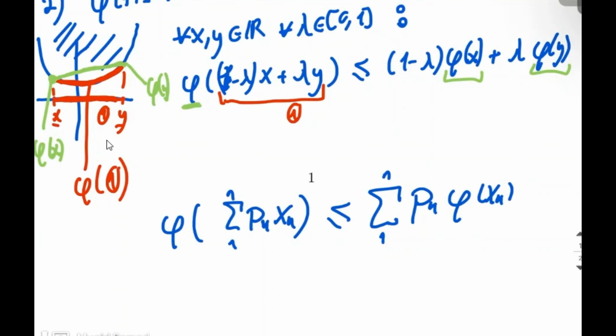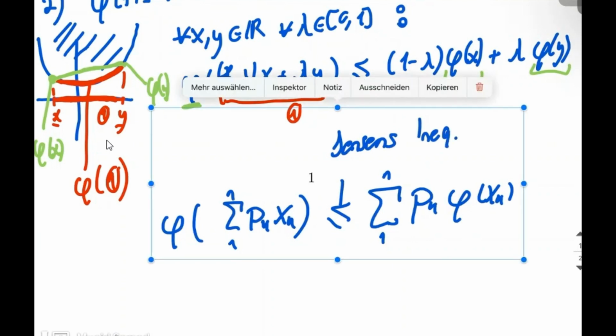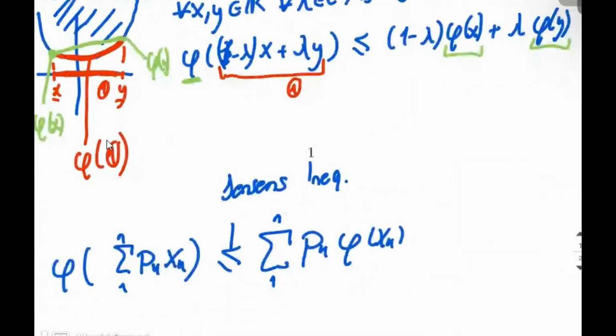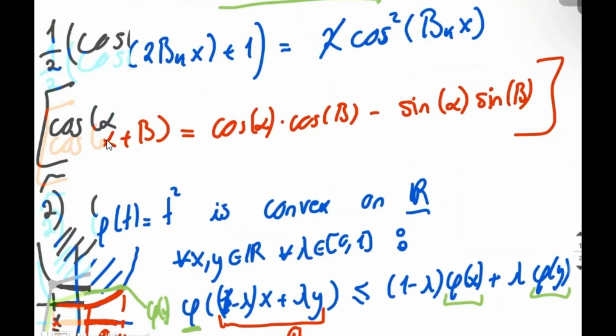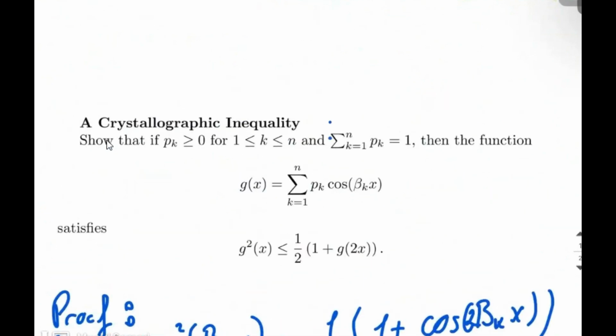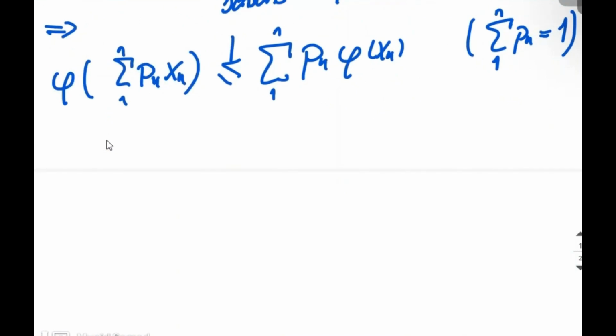Okay, so Jensen's inequality, provided that these pk's sum up to 1. Yeah, and as we're going to see, that's a condition that we also placed for our example, and that's very good. Okay. Good. Let's apply this.